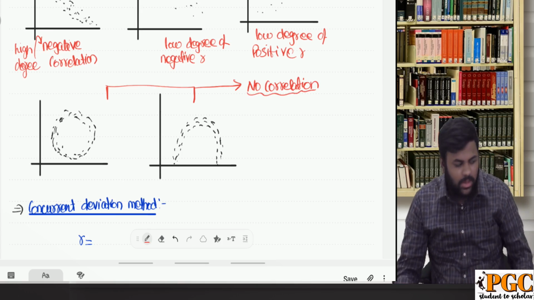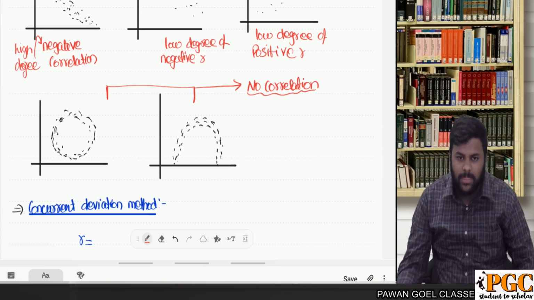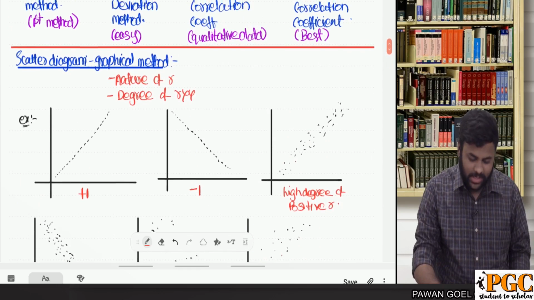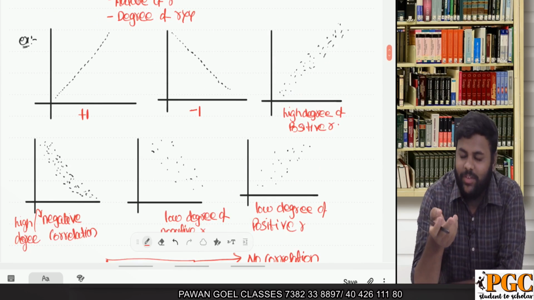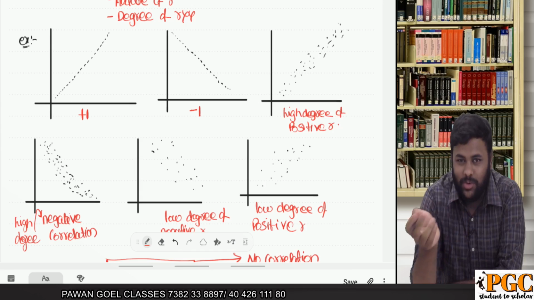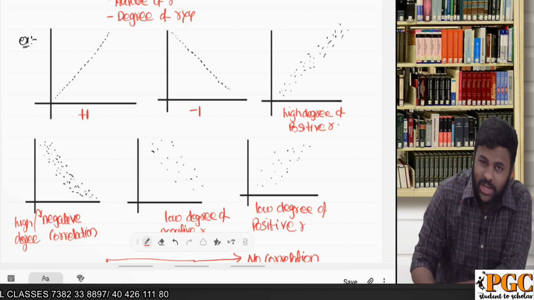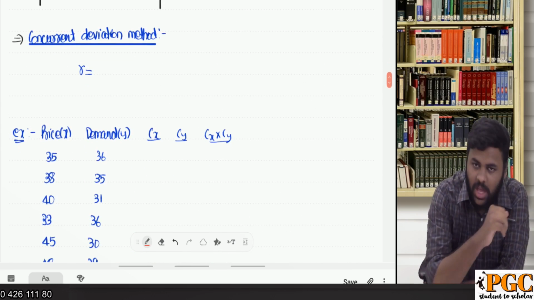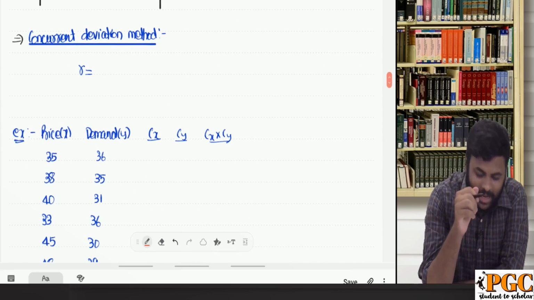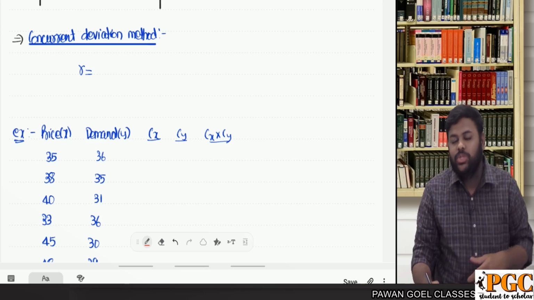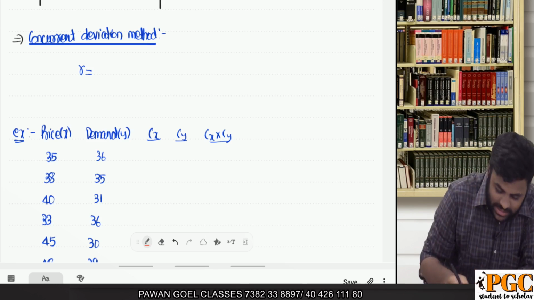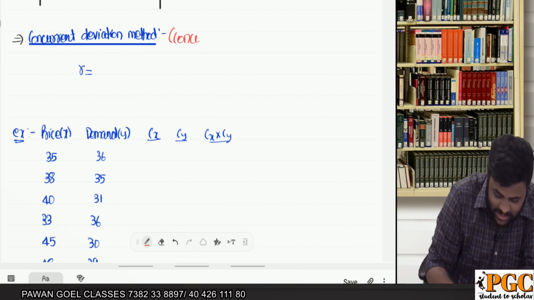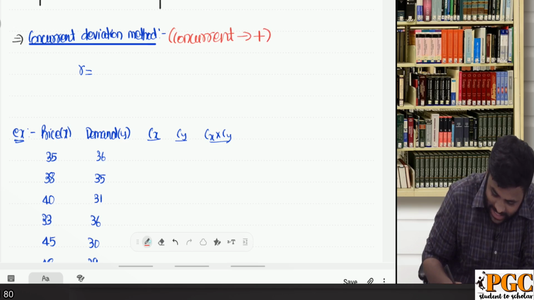Now let us go for the next method, that is concurrent deviation method. So students, we have done with scatter diagram. Scatter diagram was a graphical method, but there we were calculating only the nature of correlation, nowhere we were calculating the degree of correlation. In concurrent deviation method, we are supposed to calculate the correlation using a concept called concurrence. Now what is this concurrent? Concurrent is nothing but a plus symbol.